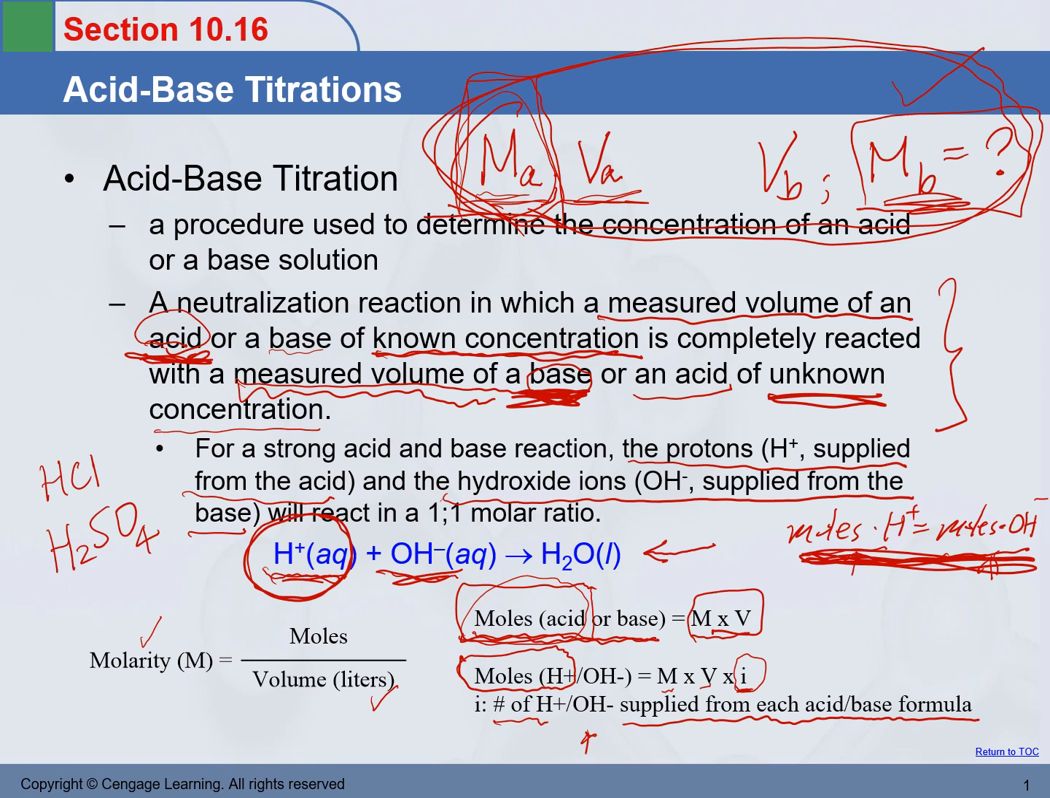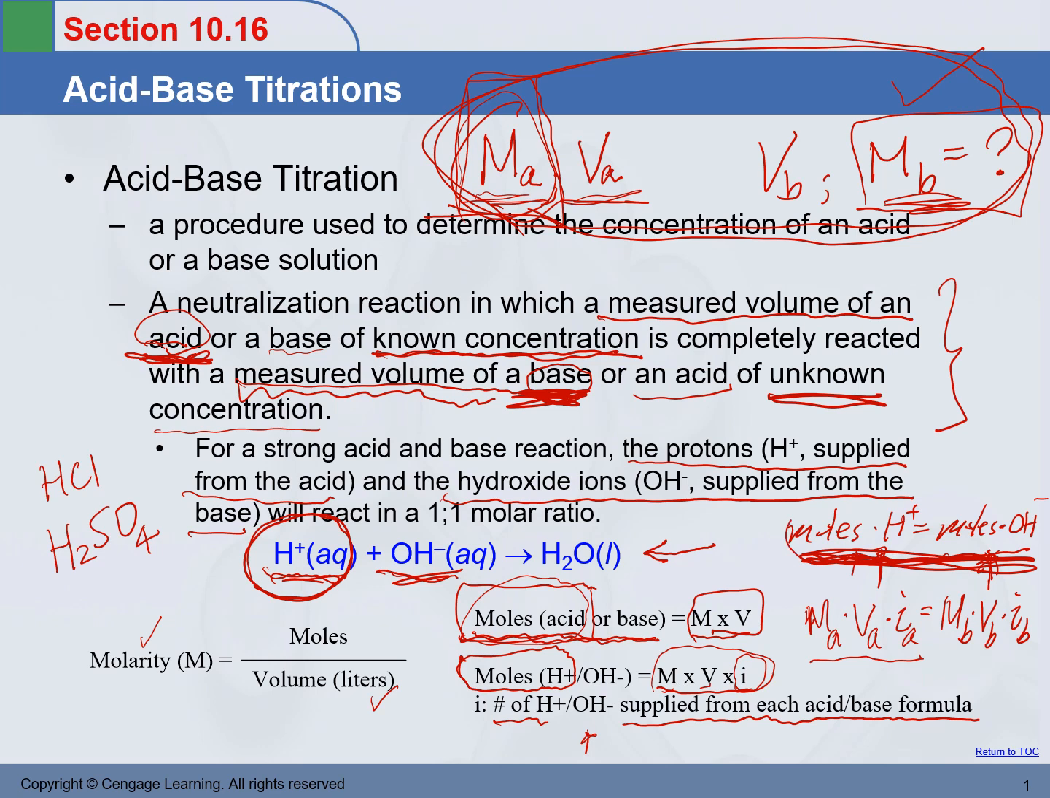Does that make sense to you? Now you're going to use this. So if moles of hydrogen will equal moles of hydroxide, then M, molarity of the acid, times the volume of the acid, multiplied by the number of protons supplied from each acid molecule, will equal the molarity of the base times the volume of the base times I, the number of hydroxide supplied by each base formula.